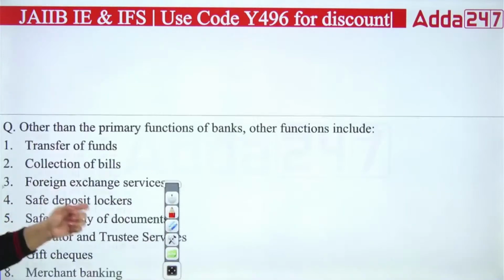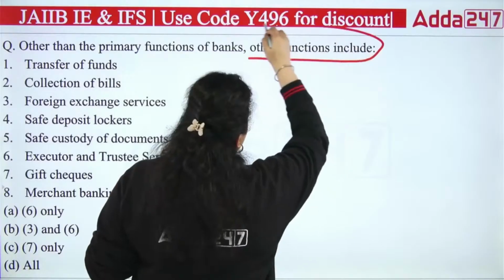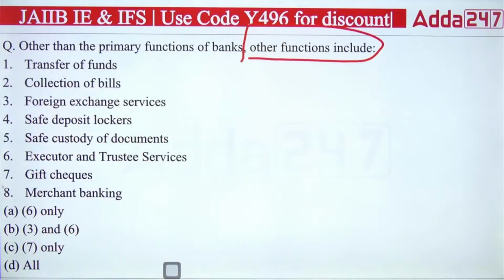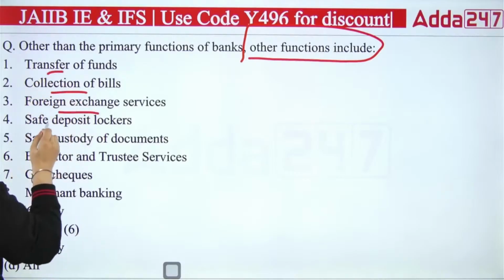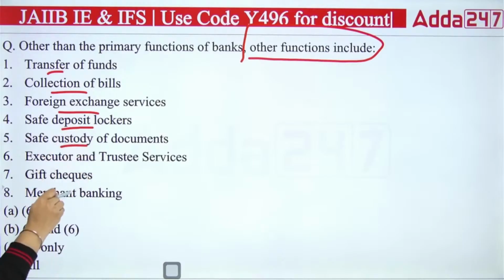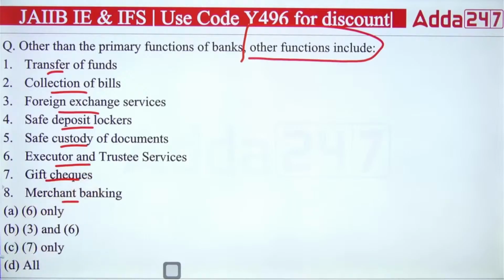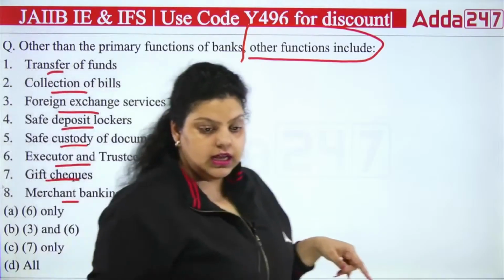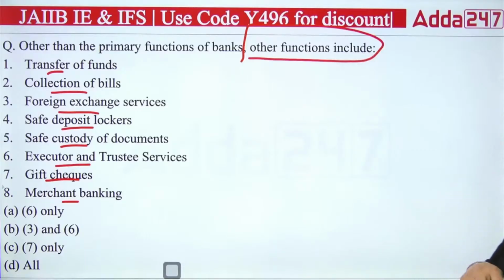Okay, next question. Other than the primary function of banks, other functions include. So what are the other functions of a bank? First is transfer of funds, second collection of bills, third foreign exchange services, fourth safe deposit locker, fifth safe custody of documents, sixth executor and trustee service, seventh gift check, and eighth is merchant banking. The primary function of a bank is accepting deposits and withdrawals, etc. What are the other functions of a bank out of these? A, B, C or D? Sixth only, third and sixth only, seventh only, or all of the above?